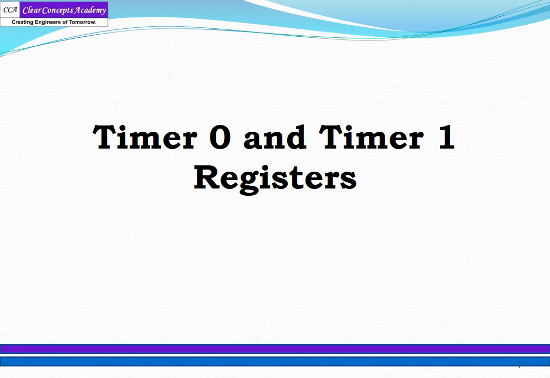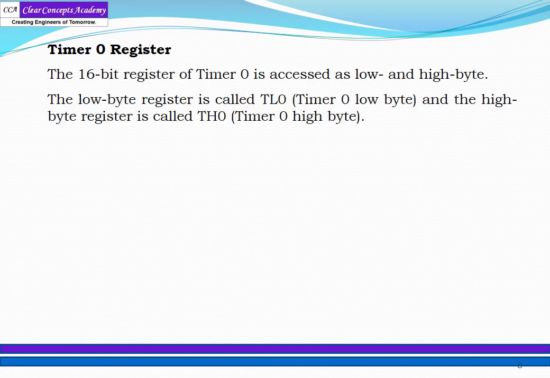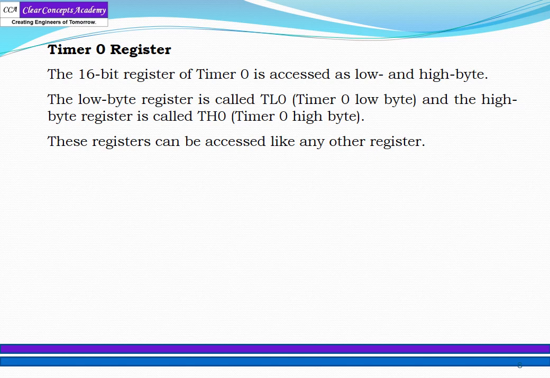Okay. Timer 0 and timer 1 registers. What are the registers? Now, the timer 0 register. This is a 16-bit register of timer 0, accessed as low and high bytes. The low byte register is called TL0, timer 0 low byte, and the higher byte register is called TH0, that is timer 0 higher byte. These registers can be accessed like any other register.